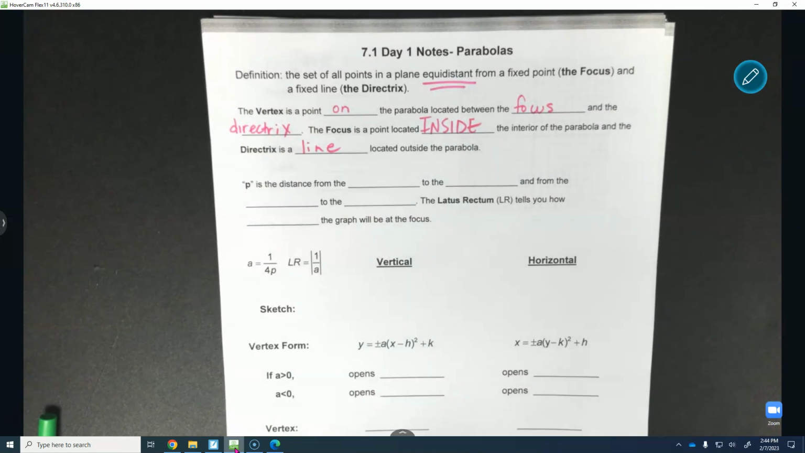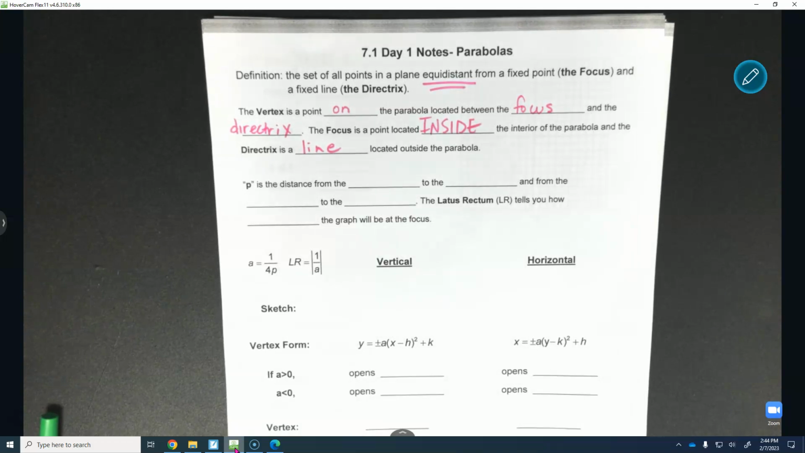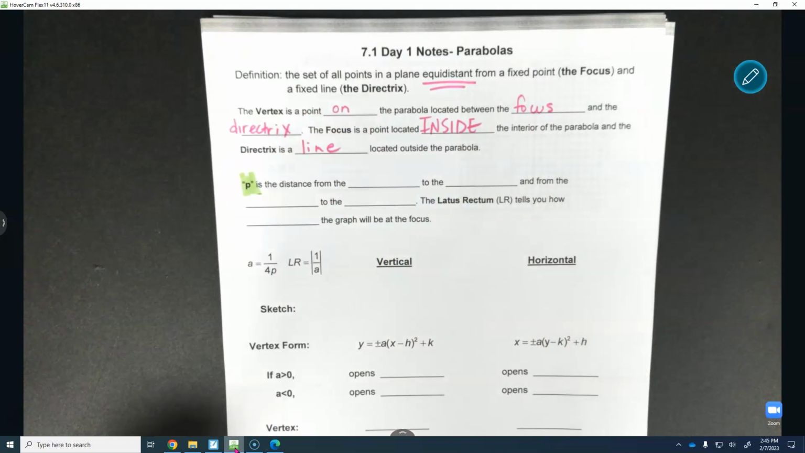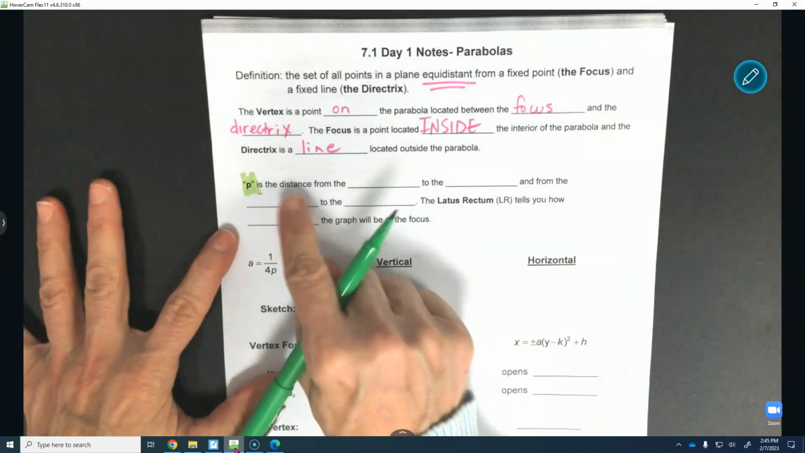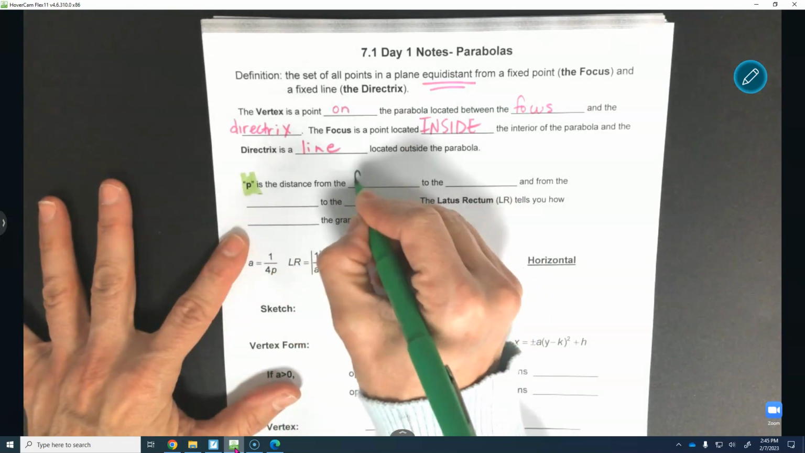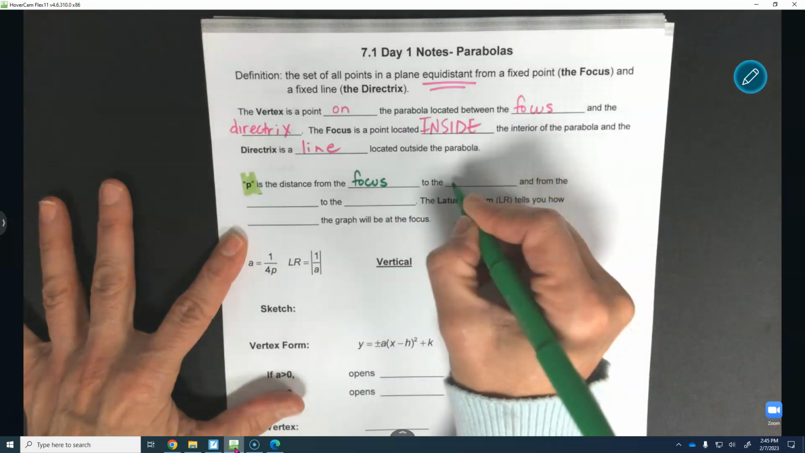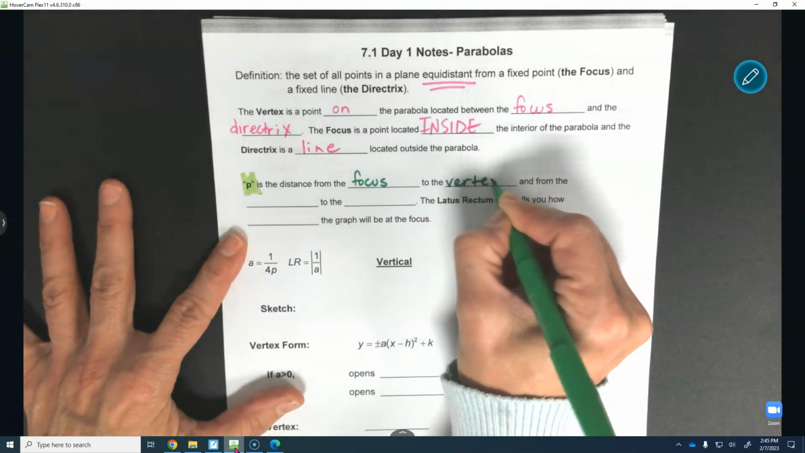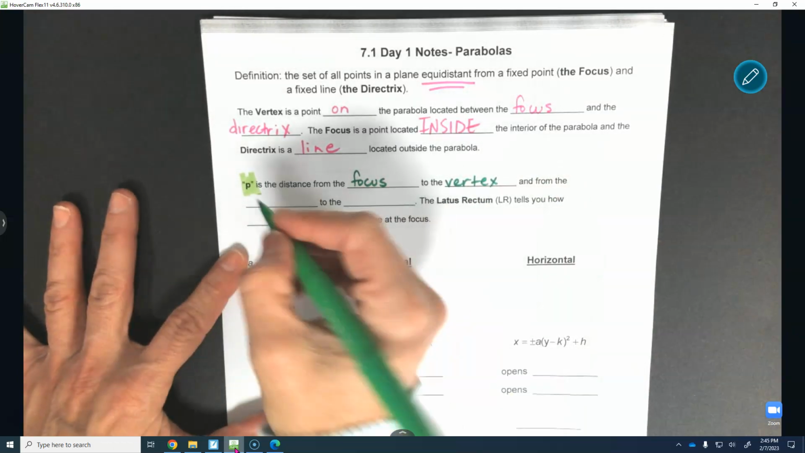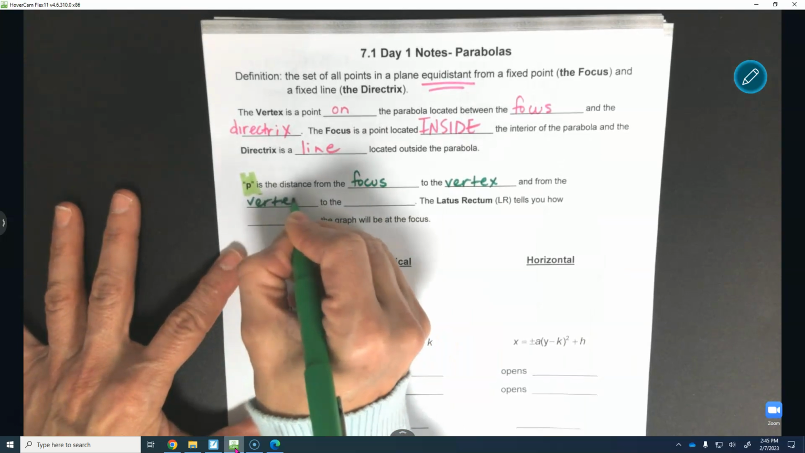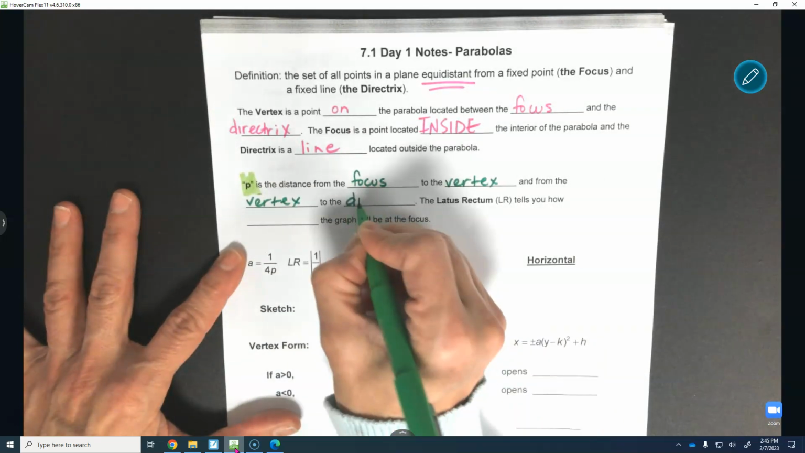So let's go ahead and talk about P, because P is so important. All right, so we cannot do anything unless we have this P value, guys. It is the distance from the focus to the vertex, and it's also the same exact distance from the vertex to the directrix.